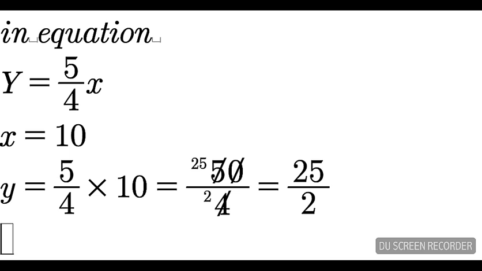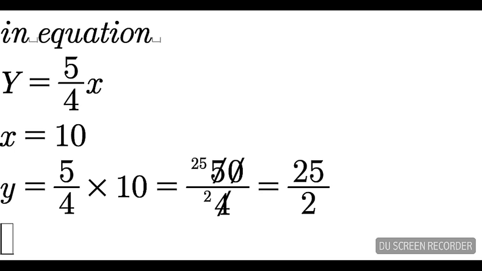bundle that maximizes the consumer's utility, okay? And here y is 25 over 2, which is not a whole number, and x is a whole number, which is 10. So these are the two goods that were substituted into the original equation, that is u equals 2xy. We have the maximum utility of a consumer. So this is FOC, that is the first order condition or necessary condition, okay?